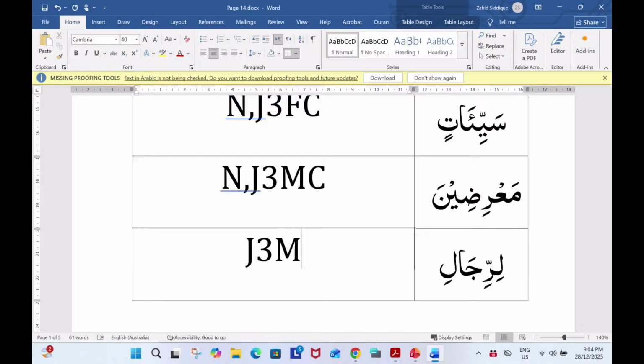So rijalun is the plural of rajul. So we are talking about men in plural. And now, what is the type? Is it proper or common? Proper. Proper? How? It's because it's talking about like rijali. Talking about. But which rijal? Which men?